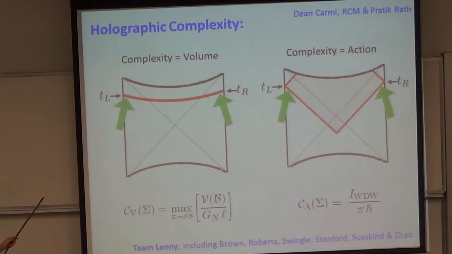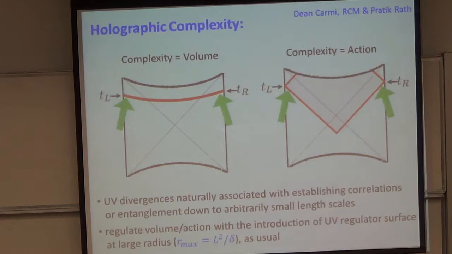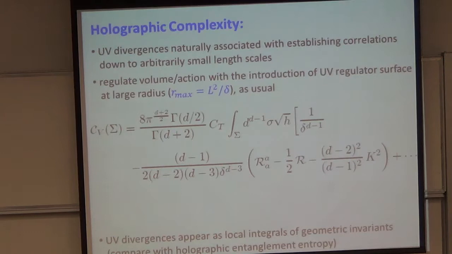Okay, so Lenny focused our attention on looking at the deep infrared behind the black hole. I want to take a moment and look at what's happening out in the UV end. Again, these quantities are integrated out to infinity, and so they naturally diverge, but there's a natural way of regulating that, which is don't integrate all the way to infinity. Instead, we introduce some cutoff surface at some large radius, which introduces the cutoff in the boundary theory. When you do that, you get answers that look complicated when I write them that way, but this looks very much like what I got in holographic entanglement entropy.